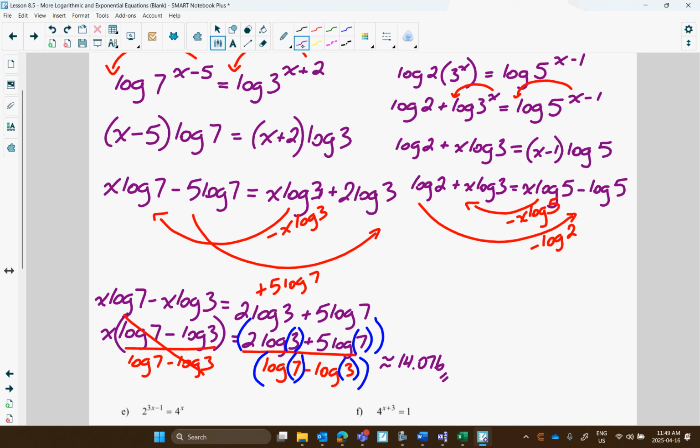Absolutely. So, I already have a log 2 here. Oh, sorry, this is x log 3. I got the x's there. So there's already an x log 3 here, minus x log 5, equals minus log 5 minus log 2. And you should be able to see the second last step: factor it out and then divide by both sides.